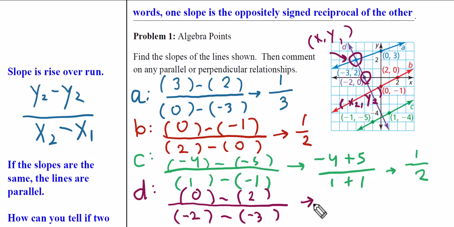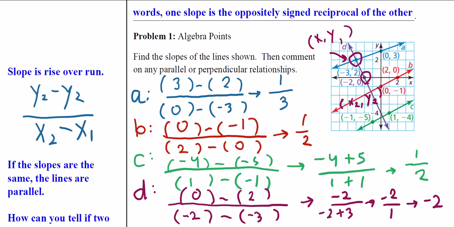Here I just set up, and if we simplify this, I get a -2 in the numerator, and I get a -2 plus 3 in the denominator, which becomes a +1. -2 over 1 is a -2.